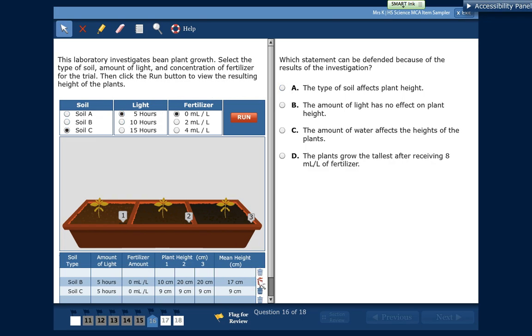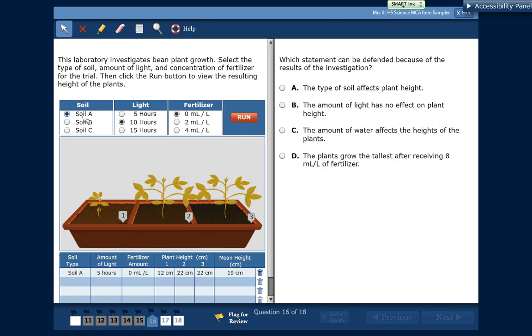So I would say A is true, but let's test the other ones just to be sure. Here you actually need to delete those results, but you can do them again if you want. So let's test the light to make sure that B isn't correct. We'll try 5 hours of light, keeping everything else consistent. Now 10 hours, keeping soil and fertilizer the same.